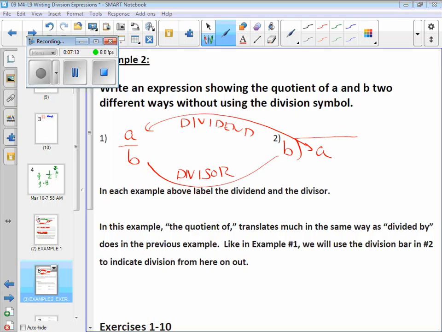Quotient of and divided by is going to read the same way from top to bottom. So you could say this as the quotient of A and B, not A over B though, but A and B, or A divided by B. Either one's acceptable, and it's always top to bottom in the way that you read it. We're not going to reverse it.